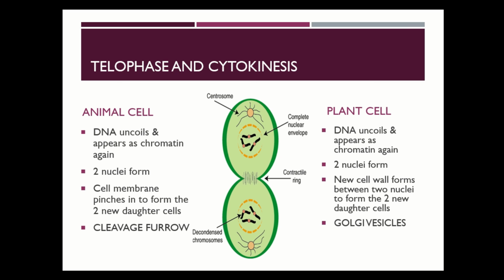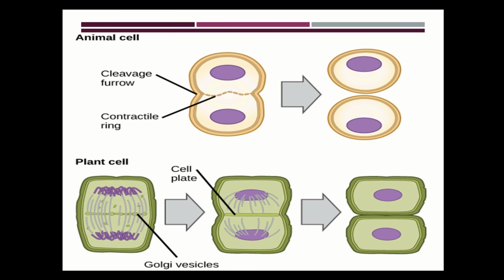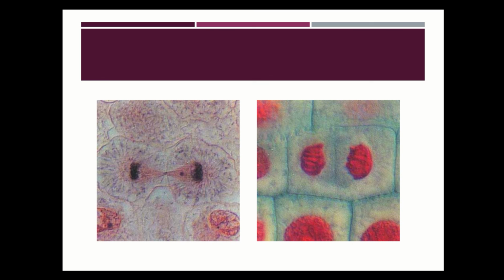And in plant cell, ayun din, the DNA uncoils and also the chromatin appears once again. And it has two nuclei and then, syempre sa plant cell, meron po tayong bagong cell wall. And, ayan, meron din siyang Golgi vesicles. Next one, ayan, ito po ulit yung telophase and cytokinesis ng plant and animal cells. So, sa cytokinesis, naghiwalay na yung dalawa. Ayan, and then it will produce two identical daughter cells. So, ayan, this is under the microscope, the telophase and the cytokinesis under a microscope.